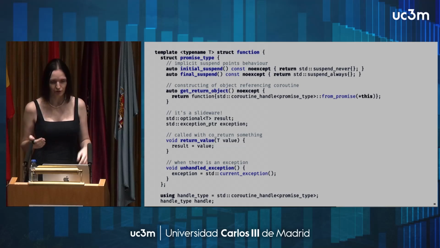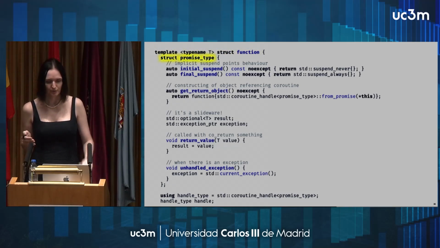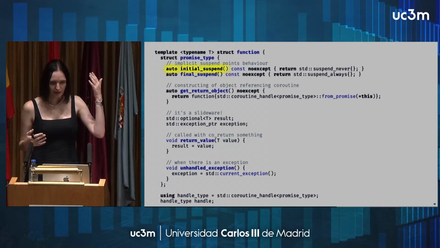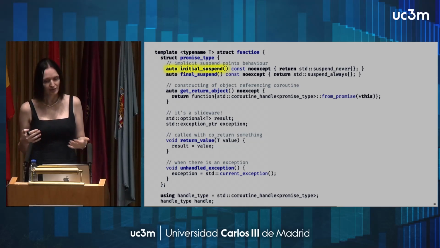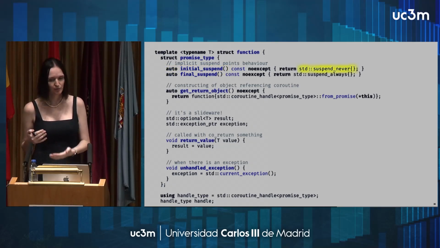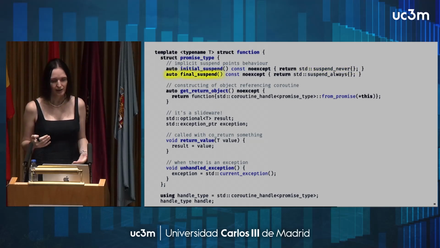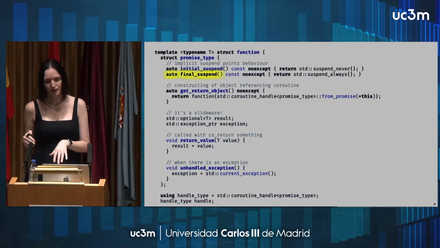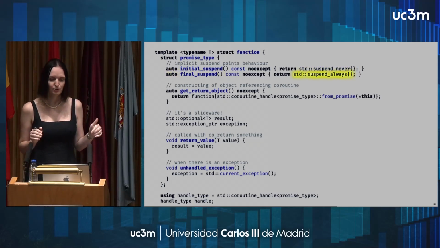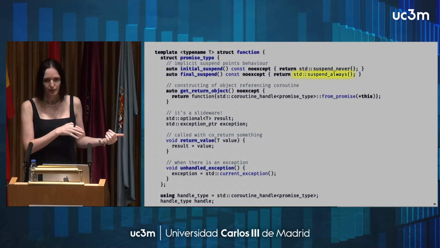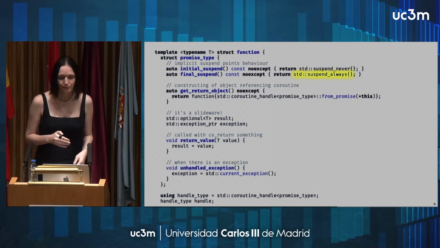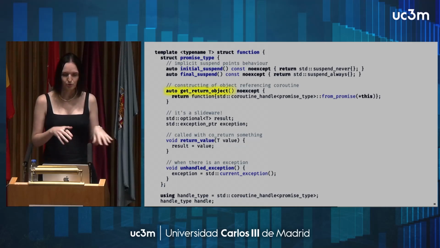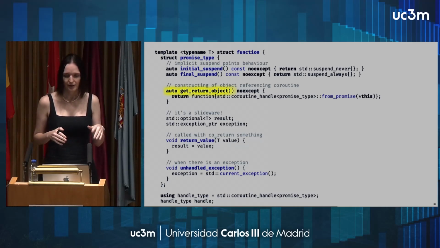So let's do the function. We have the function and now we have the promise type inside, unwrapped. Initial suspend: when you call a function in C++, it will just start immediately executing, so it will never suspend. We will use suspend_never. And for final suspend, I'm using suspend_always here because I need to store my result value. But that's my choice. And there is the get_return_object function in the promise type.